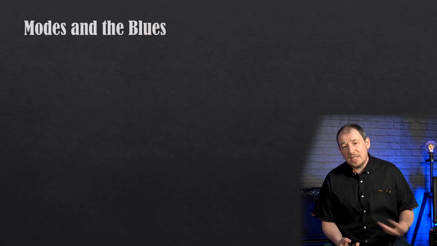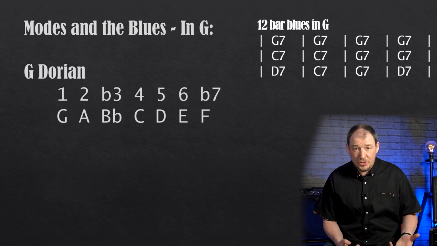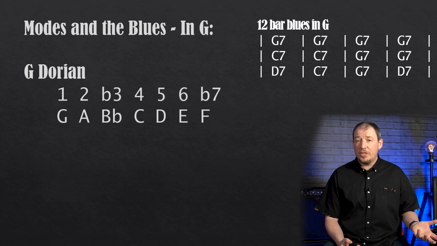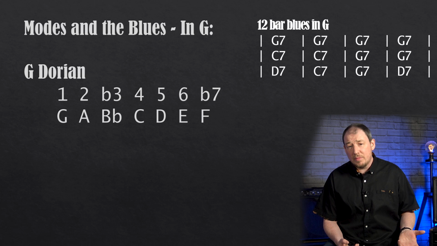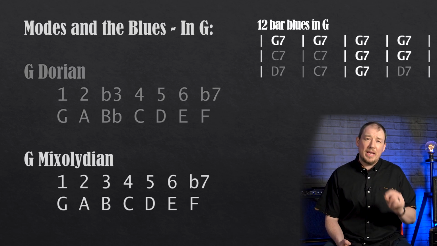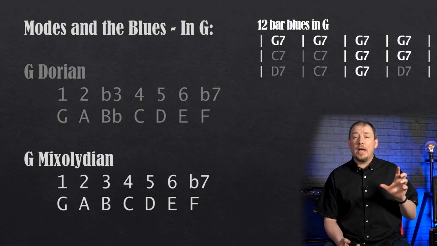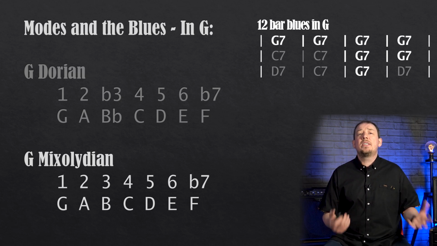So let's apply this now to our 12-bar blues. Let's say we're in the key of G. Well, we could play a G Dorian over the entire 12-bar progression. Or we could use G Mixolydian mode. However, we have to be a bit careful with Mixolydian. We can use the G Mixolydian mode over the G7 chords in a 12-bar blues, but we couldn't use it over the C7 and D7 chords.